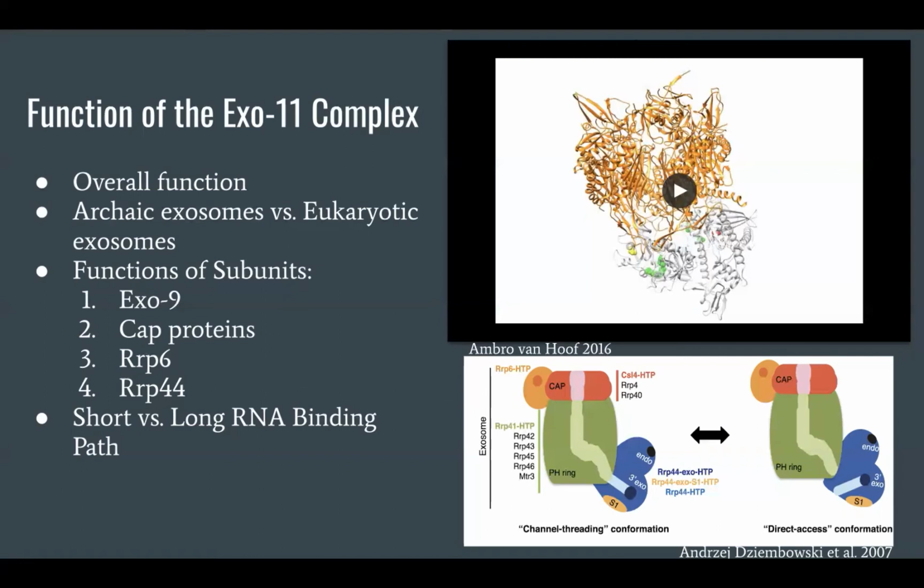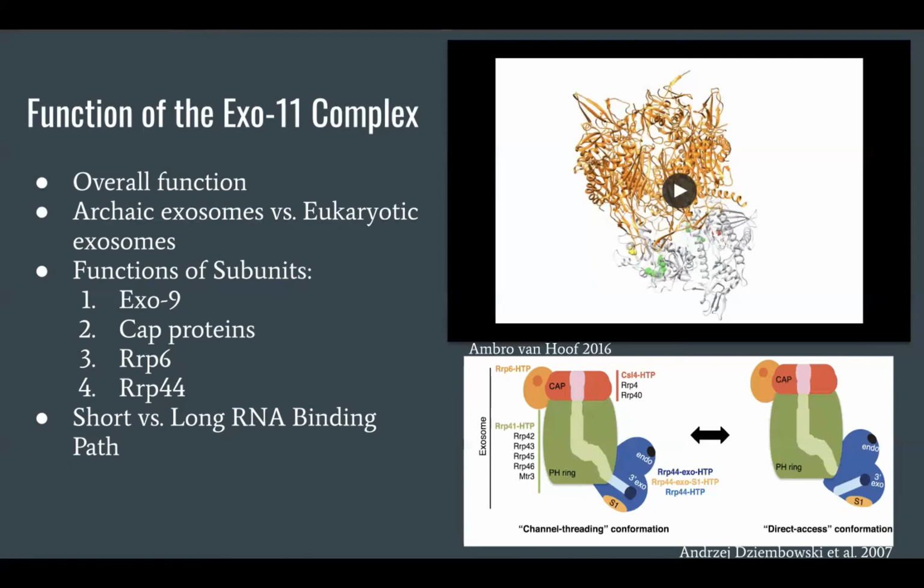Specifically in Exo9, the cap proteins function to bind the 3' strand of RNA and melt the first base pair of the RNA duplex that enters the Exo9 channel due to its structural features. RRP6 functions to stabilize the exosome complex. RRP6 stabilizes CSL4, a cap protein, in an appropriate RNA binding conformation. This allows RRP6 to indirectly contribute to the long RNA binding path. In addition, RRP6 stimulates RRP44 activity.